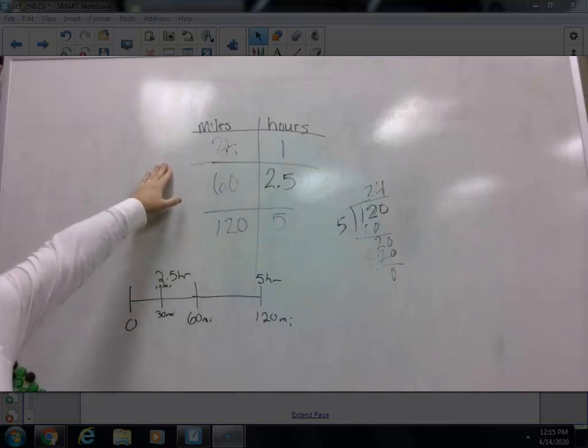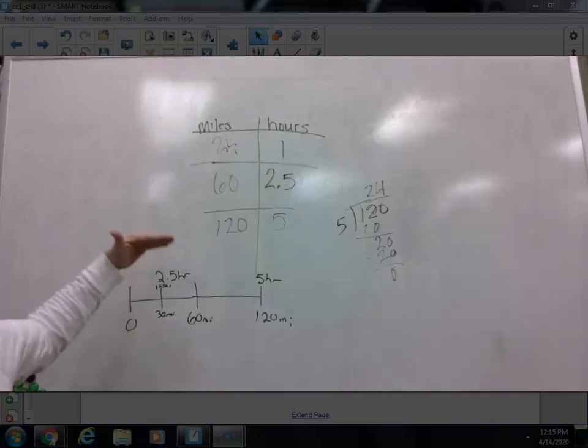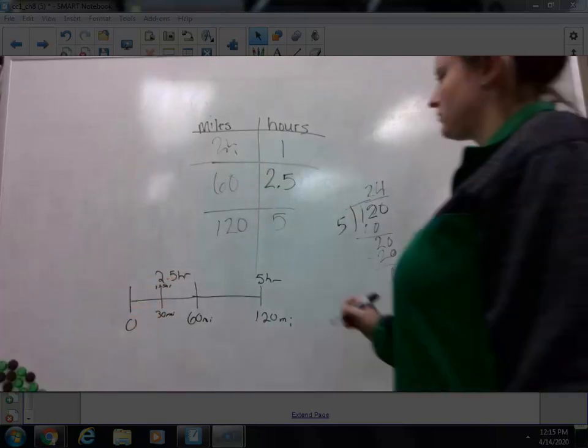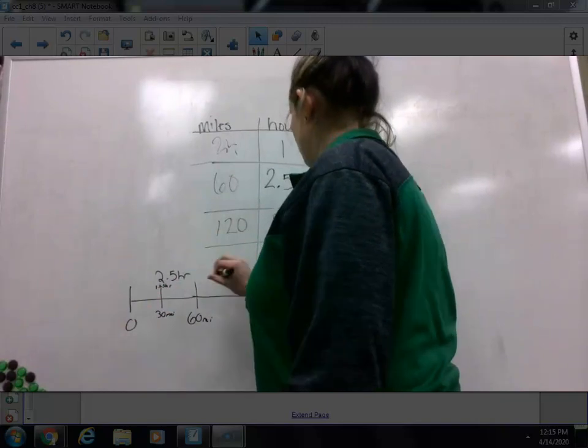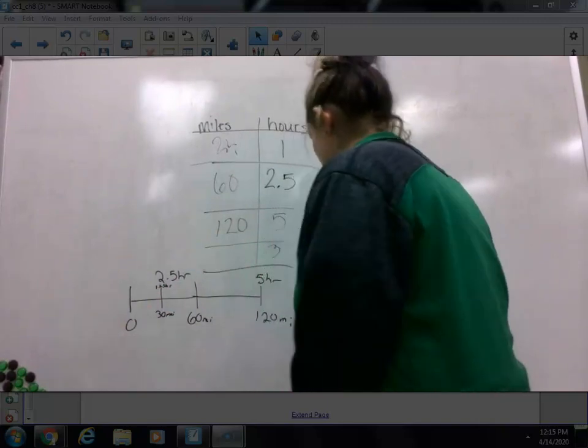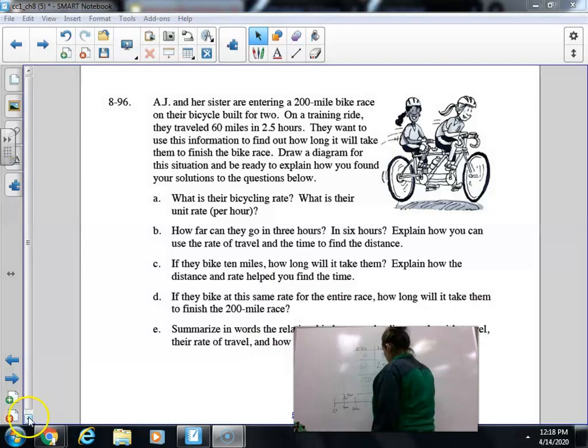So we're going to go ahead and pause the video. You guys take a few minutes and go ahead and say, can you use that information? Can you guys add to our table here to find out how far they travel in 3 hours and in 6 hours? And how does that relate to the unit rate?